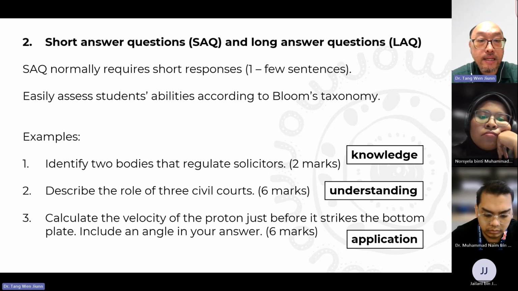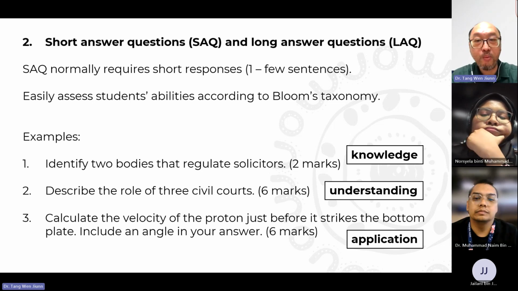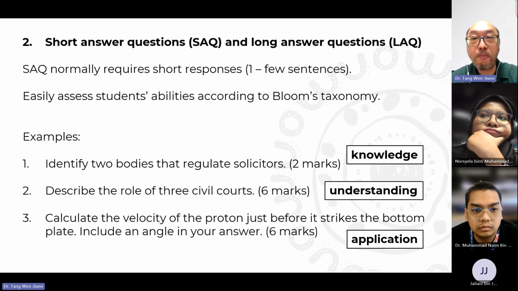So for SAQ, we can break down what we want to test and at what level. Later on, remember, we have to fill in the blueprints. So this kind of question is very easy for us to break down and fill in the blueprint: how many marks we want to test them on knowledge, understanding, and application.